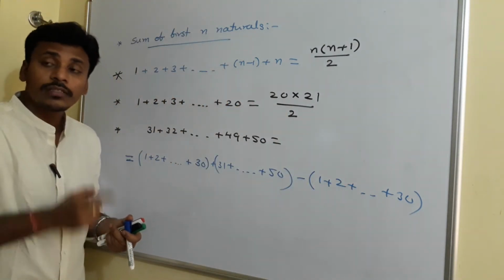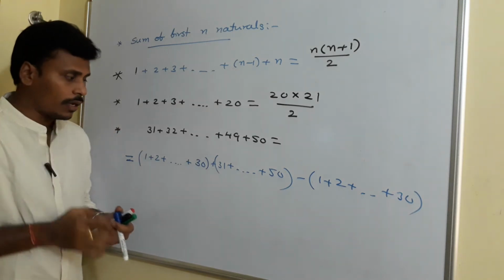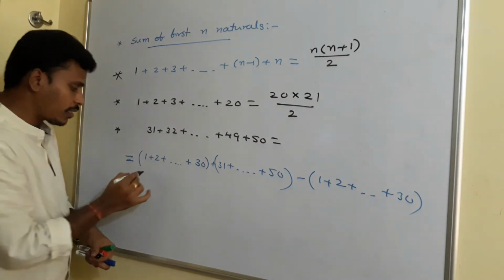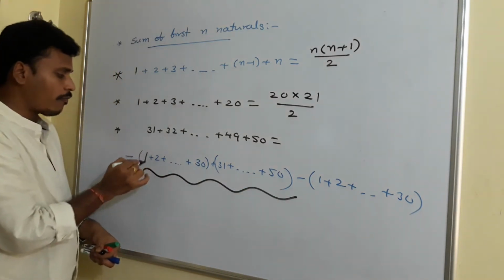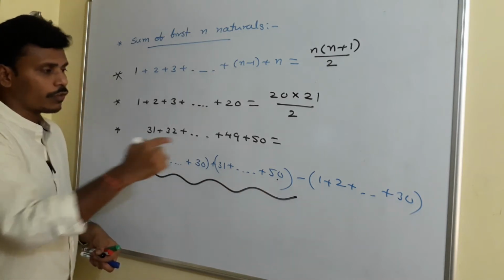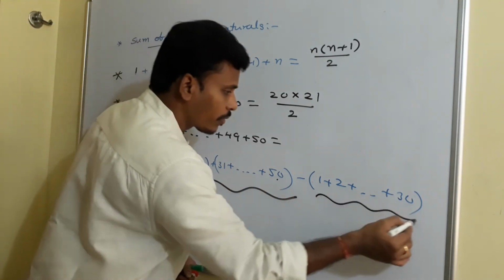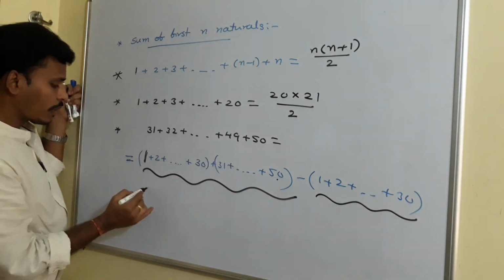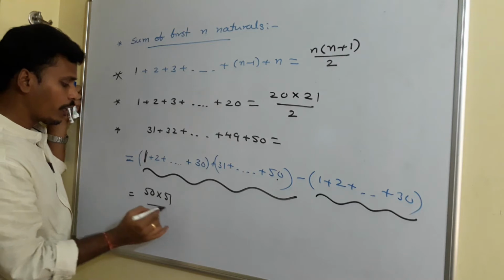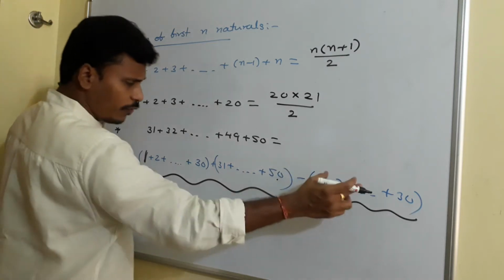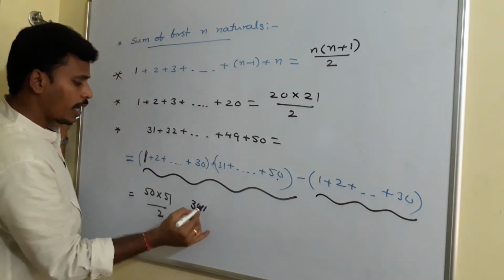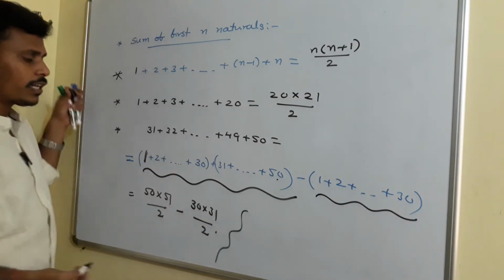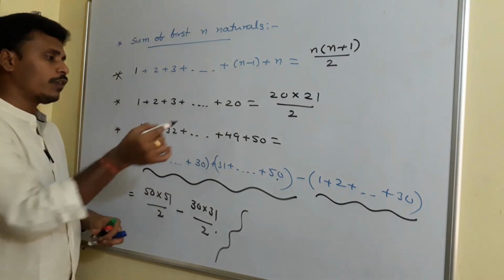Why? Because if the sum starts at 1, I have a formula. So to utilize that formula, I am adding 1 to 30. Now if you look at this, it is the sum from 1 to 50, the sum of the first 50 naturals. And here we have the sum of the first 30 naturals. Now if you apply the formula, this is 50 into 51 divided by 2 minus the sum of 30 naturals, which can be written as 30 into 31 by 2. If you simplify this, that is your answer, the sum of the numbers from 31 to 50.